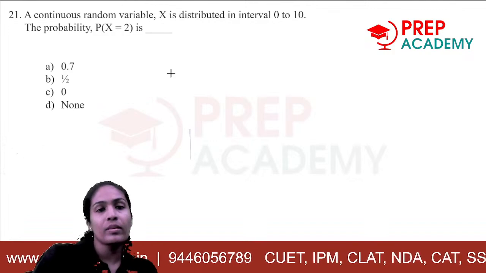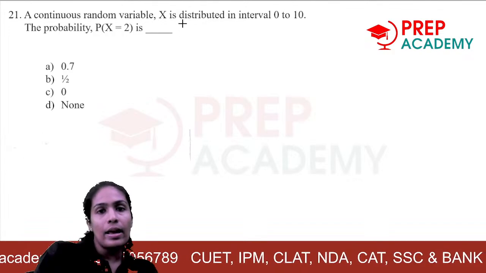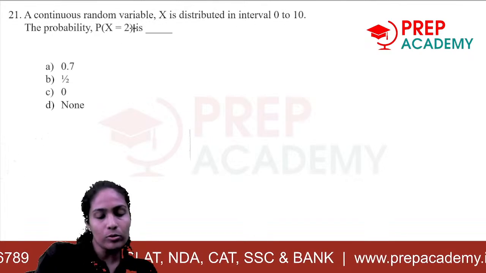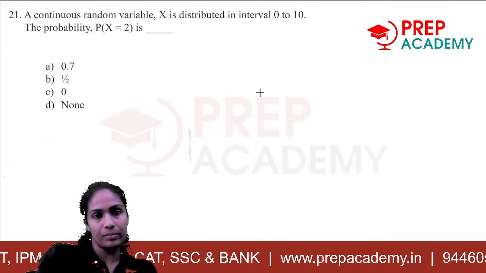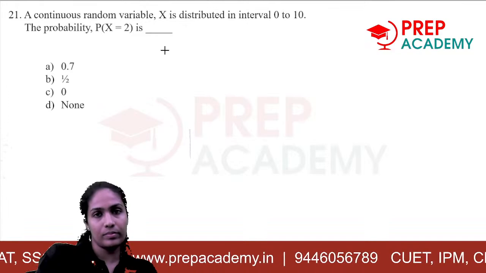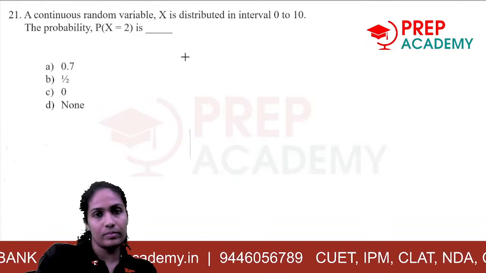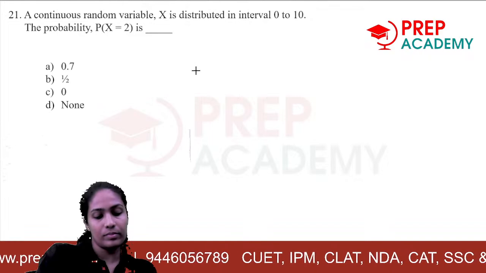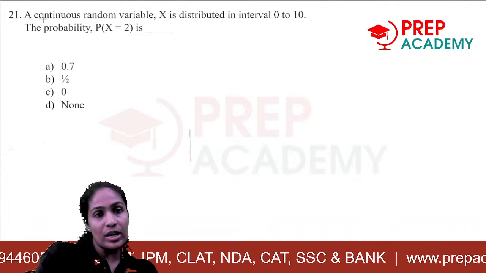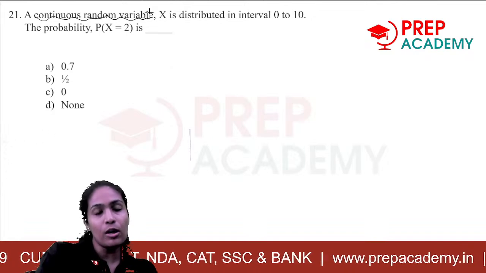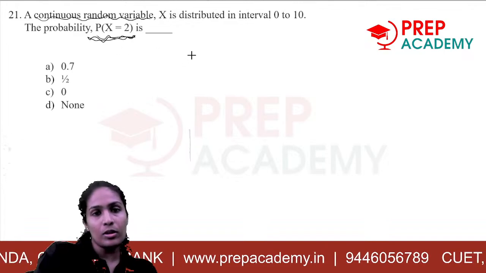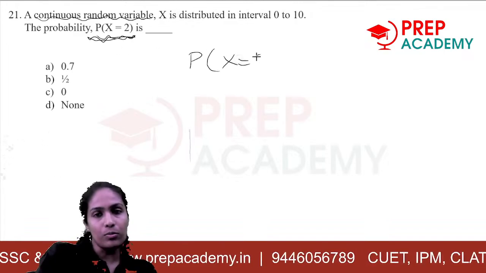Next is: a continuous random variable x is distributed in the interval 0 to 10. The probability P(x equal to 2) is. The important point is that the variable is a continuous random variable and you are asked to find the probability at a point. So you are asked to find the probability at x equal to 2.